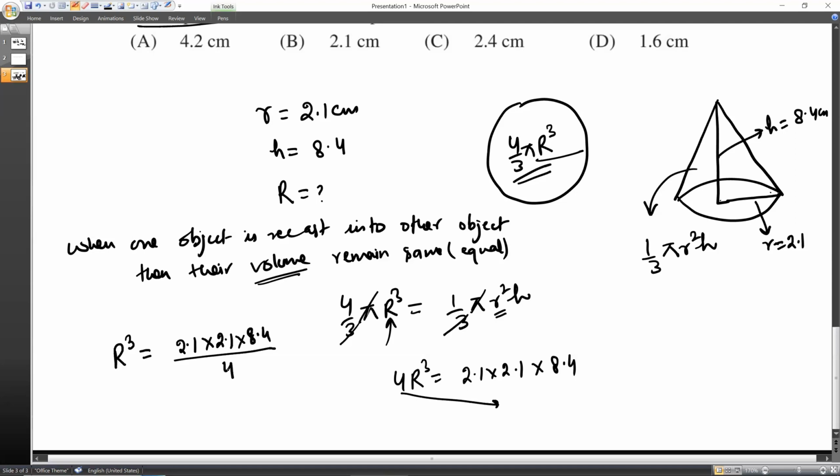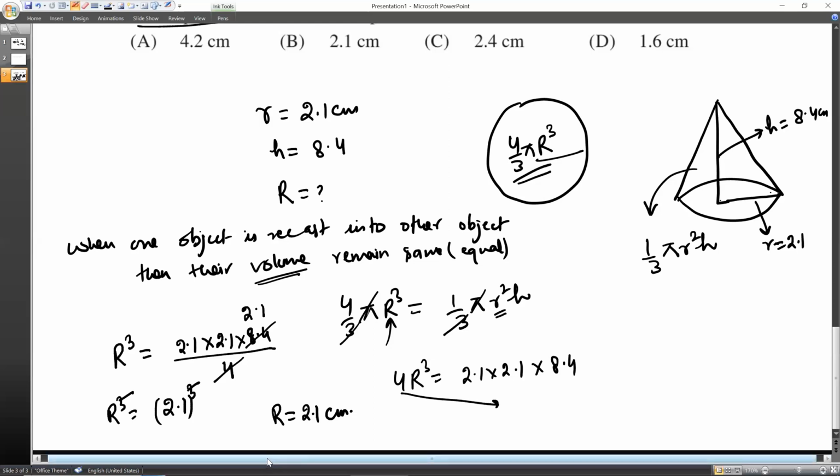So most of the students, what are they going to do? They will multiply these each. They will make a stupid mistake here that they should not do. If you divide 8.4 with 4, you will get 2.1. So simply you will get R cube is equals to 2.1 whole cube, and this cube and cube will cancel out. You will get R is equals to 2.1 centimeter. Got it?